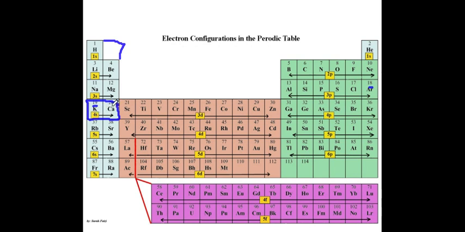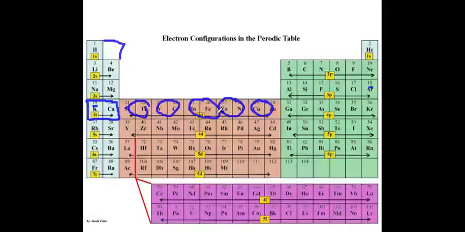And then once you get to number 20, then comes 21. So this is where we start filling in our 3d orbitals. And we know that there are 1, 2, 3, 4, 5 orbitals there for our d level electrons. 2 spins per each one gives us our 10 electrons. And then just keep following the numbers.